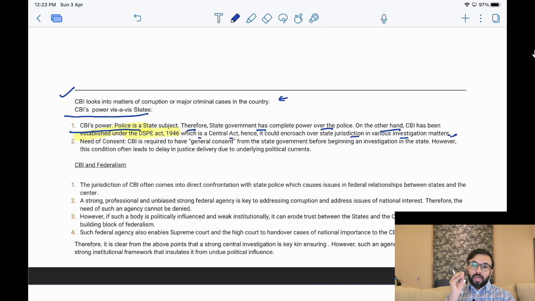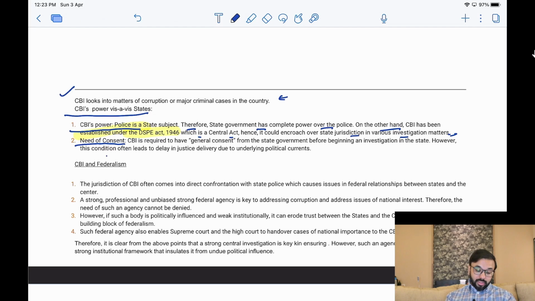So CBI's power comes from the DSP Act, but there is also a state police, so there is a certain kind of jurisdiction and certain kind of overlap of powers that is happening, and that can be a cause of concern. And then need of consent. CBI is required to have a general consent from the state government before beginning an investigation in the state. However, this condition often leads to delay in justice delivery due to underlying political currents.